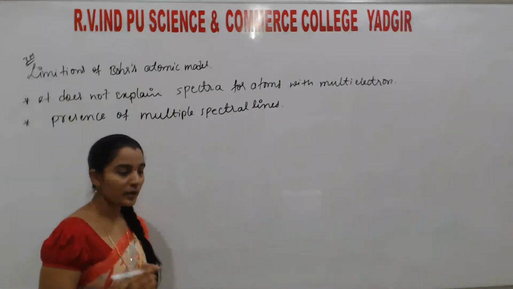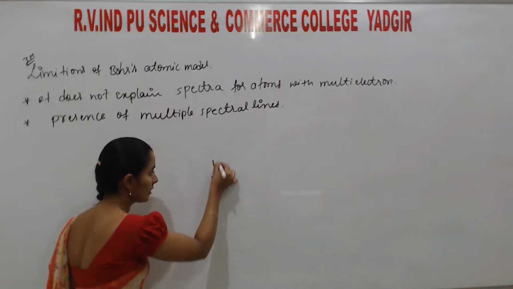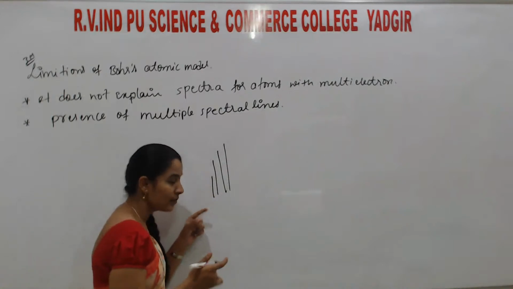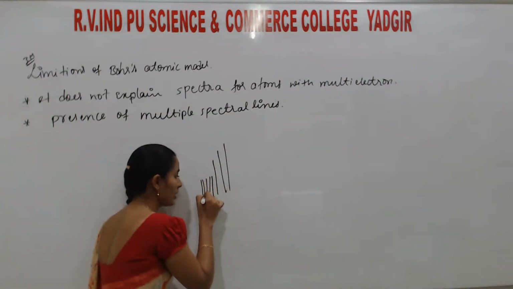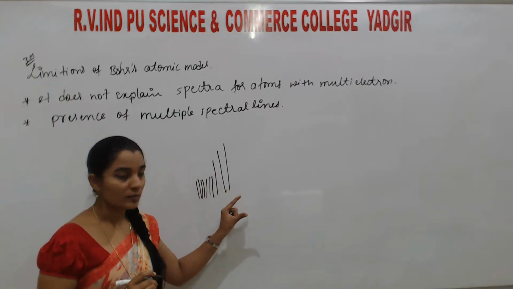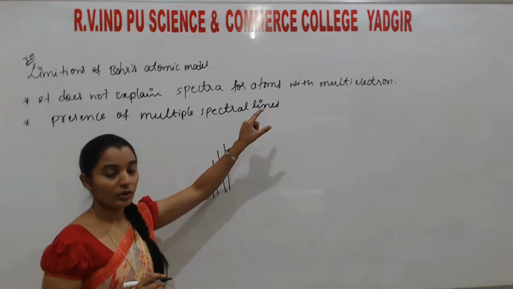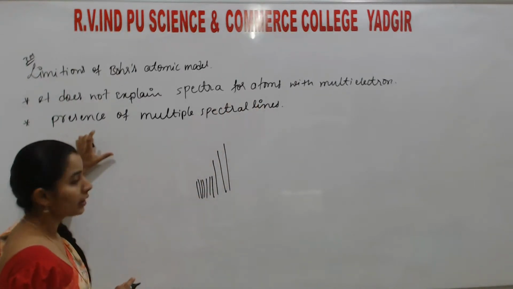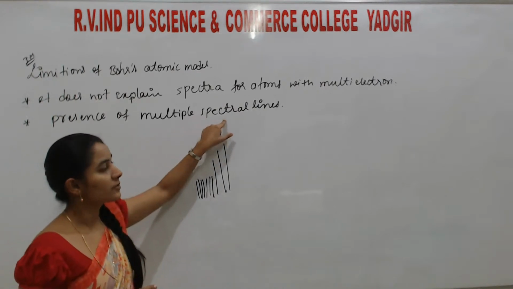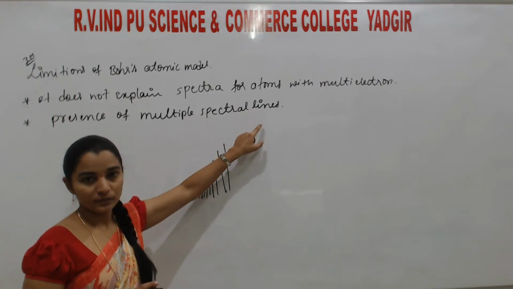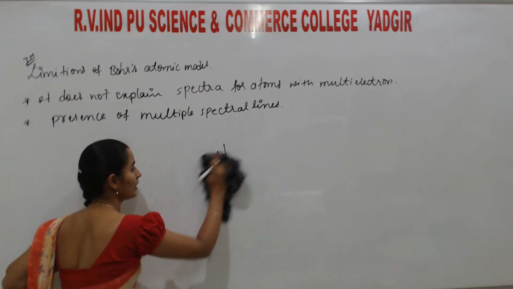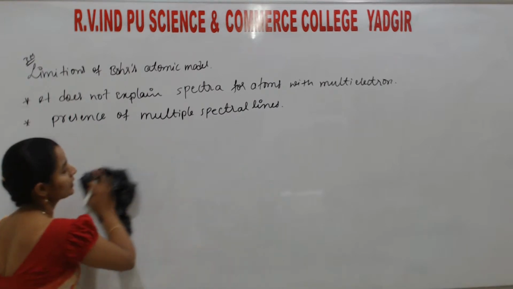Okay, so in the line spectra I told you, individual lines are there like this. Individually they are explaining. So in the same cell, there may be a chance of multiple lines. So this spectra cannot explain the multiple spectral lines. Sorry, Bohr's atomic model could not explain the presence of multiple spectral lines. Understood? You should write here could not explain. So I write only presence of multiple spectral lines.